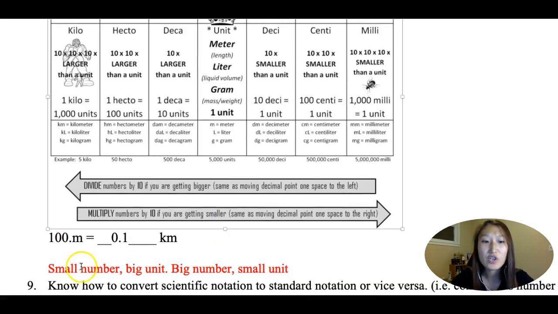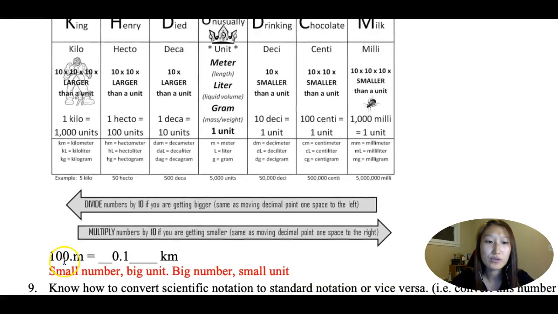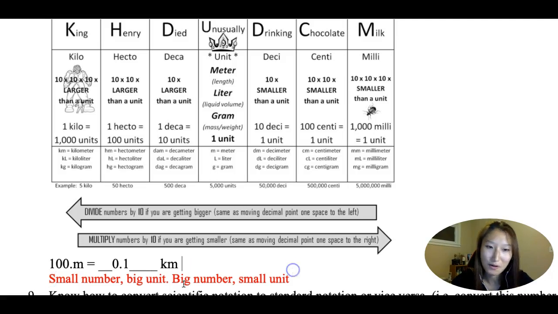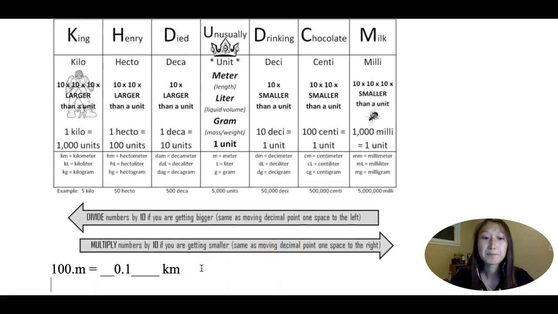Okay, and you should always check your answers using this little phrase over here: small number, big unit; big number, small unit. Right? Think about if you're running a mile. 1 mile should be a lot of meters, right? Because a mile is a much bigger unit, so you should match it with the smaller number. So always double check to make sure you're right.